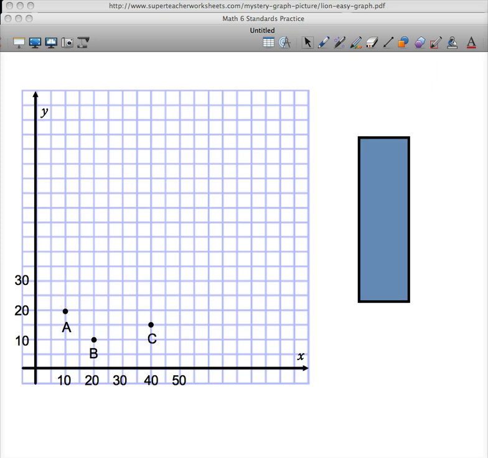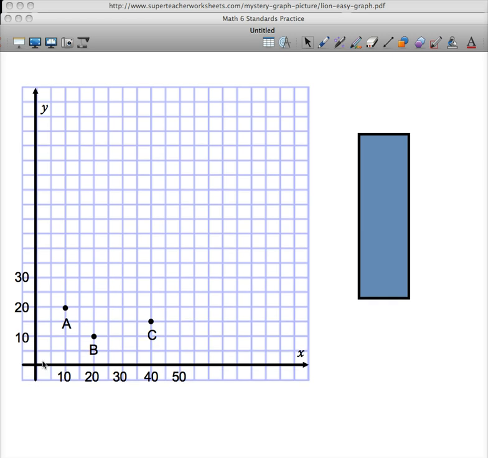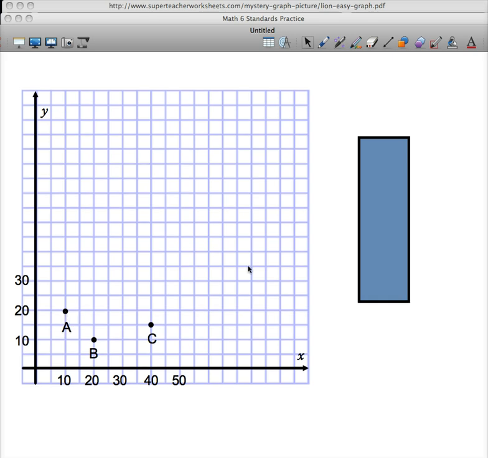One last thing before we leave coordinate grids is to know that the intervals are not always 1. In this case, when I look from the origin to here and it moves to 10, each interval must be 5. 5, 10, 15, 20. So point A is 5, 10 on the x-axis and 5, 10, 15, 20 on the y-axis. It's located at (10, 20).